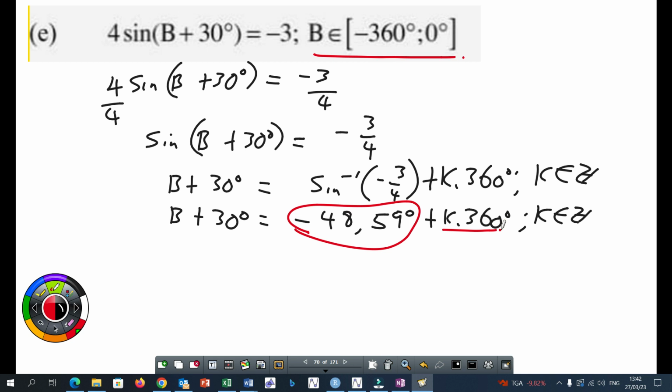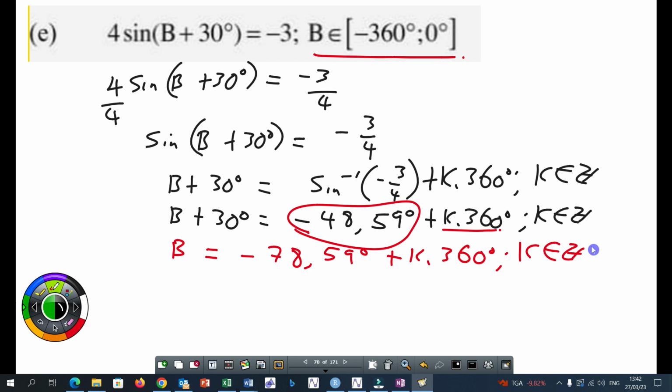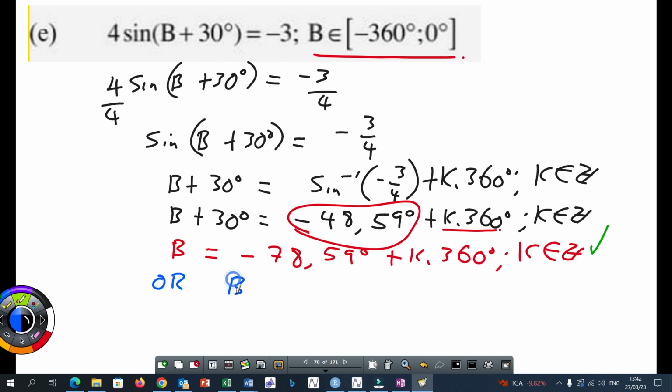Then we want b, so we take the 30 degrees to the right. So we end up getting b equal to minus 78.59 degrees plus k times 360, where k is an integer. Right? So that's the first general solution. The second one, we subtract the reference angle from 180 degrees. Okay? I hope you went over the formula I gave you last week.